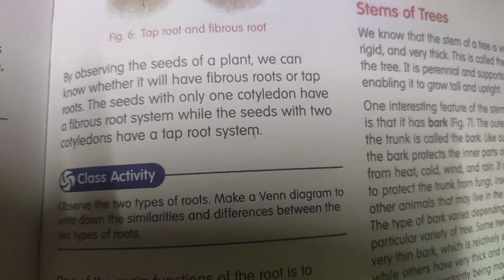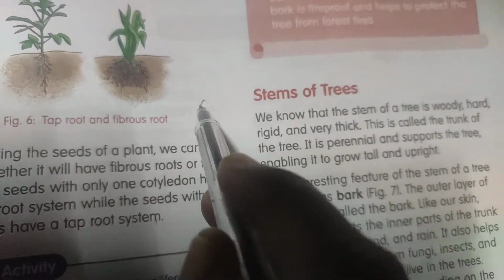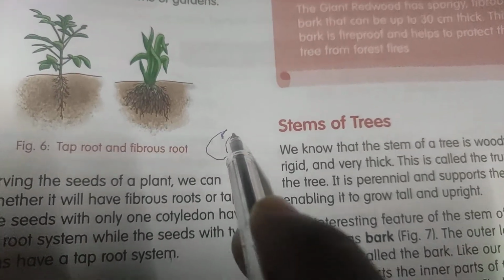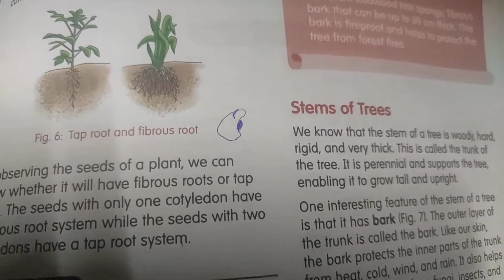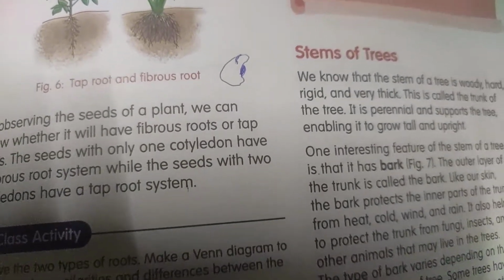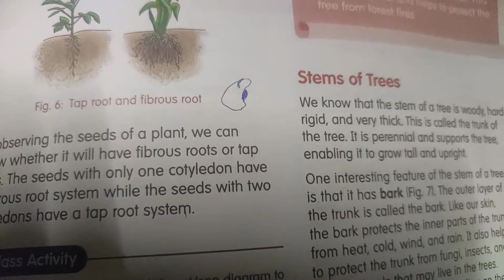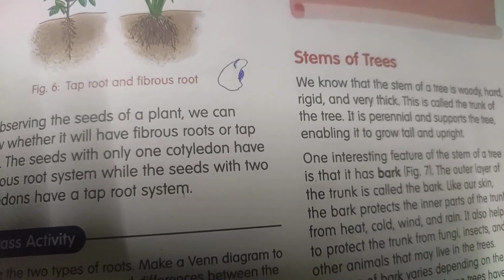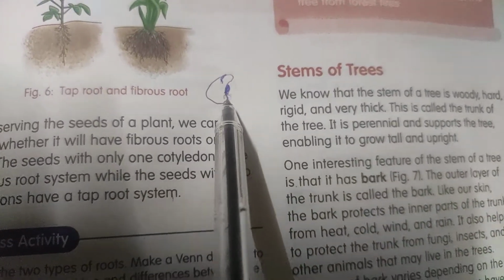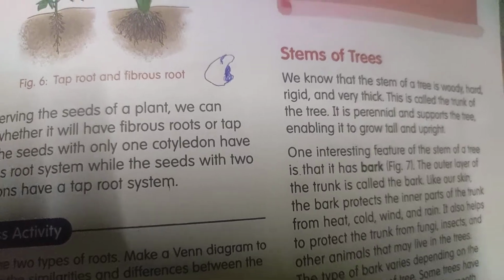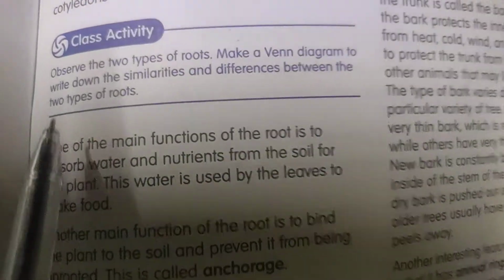Cotyledon. What is cotyledon? When you see the seed, you will see a layer like this. That layer is called cotyledon. If the seed has only one cotyledon, only one kind of thing, then it is called fibrous root system. If there are two layers, one more extra layer in the seed, it is called taproot system. Now let us go to the activity.